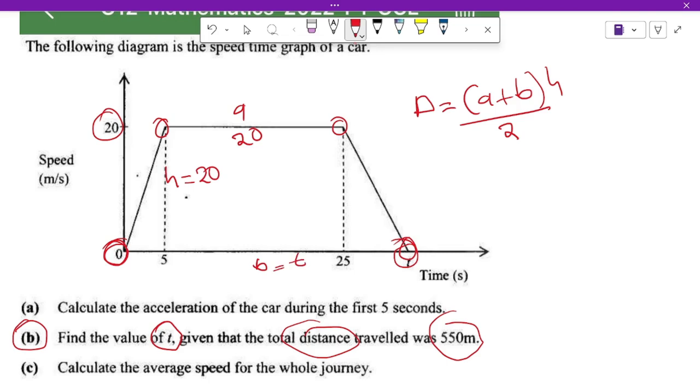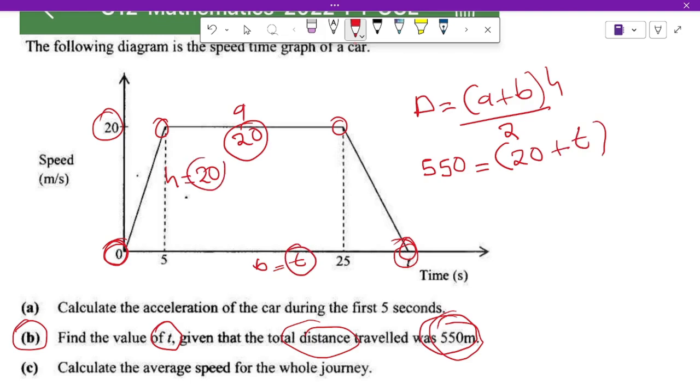So we're going to say distance, again, distance has been given as 550. So for D, I'll simply put 550, which is equal to, what is our A? Our A is 20 here. What is B? B is t. What is our height? Our height is 20.